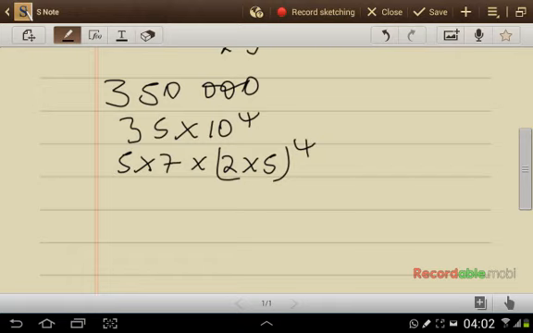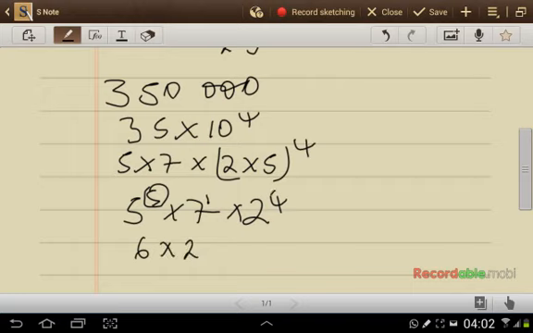What we want to do is to get a prime factorization of the number. So you realize that I've broken down 10 into 2 and 5. So that at the end of the day, if we group them, we have 5 to the power 5, 7 to the power 1, and 2 to the power 4. So how many factors has 350,000? Once we break it down to its prime factorization, we can get the number of factors. So we pick the 5, we add 1. We pick the 7, to power 1. We add 1, so we have 2. We pick the 4. We add 1, so we have 5.